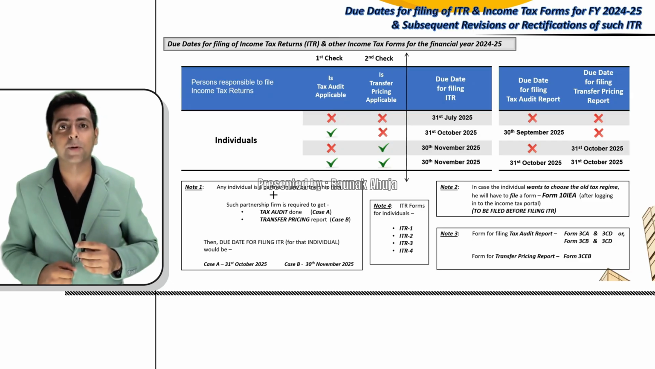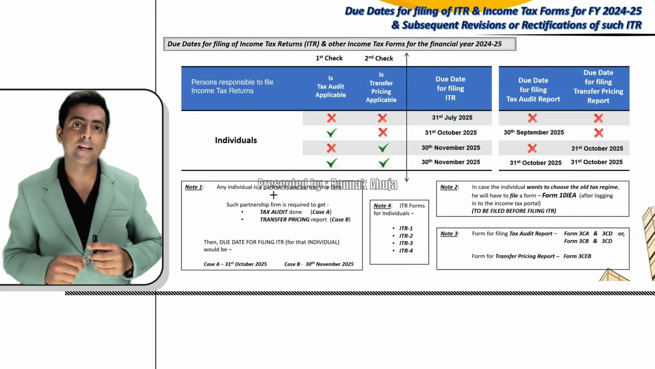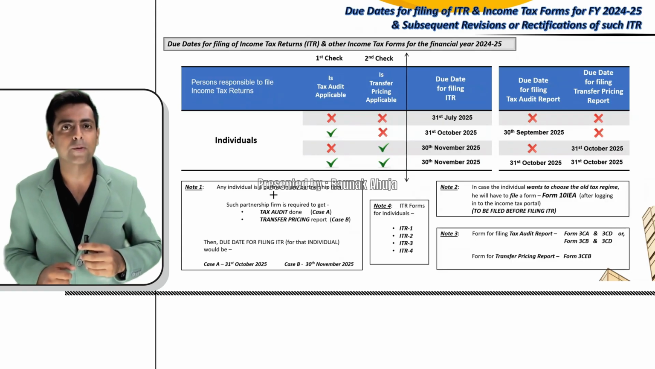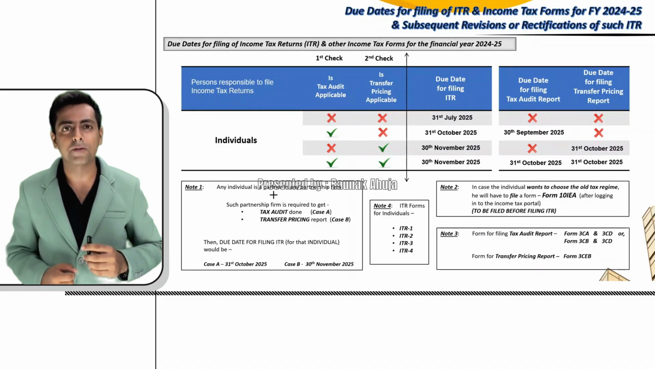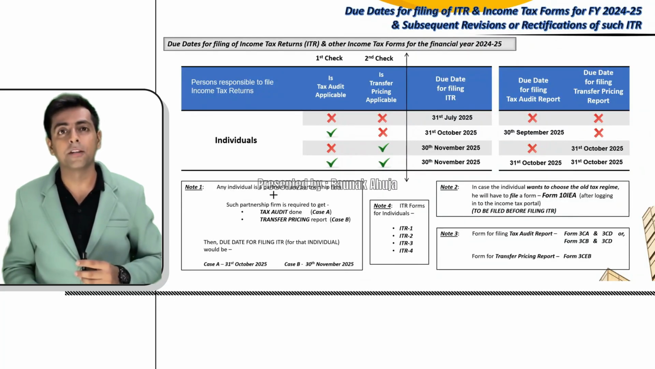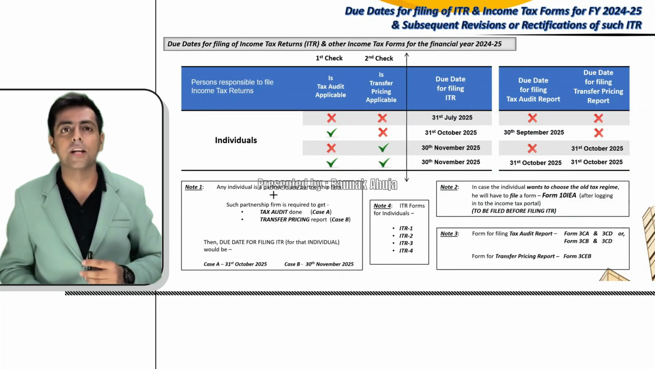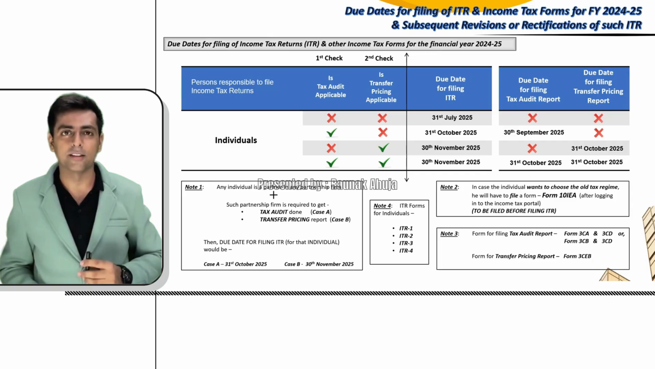Before moving on to the next point, let me first discuss the point that I missed. Where in case the individual is required to submit a transfer pricing report, the same would be submitted in Form 3CEB. Now, most of you would be wondering, when is the tax audit and transfer pricing applicable in respect of individual? So let me give you a brief idea about it.